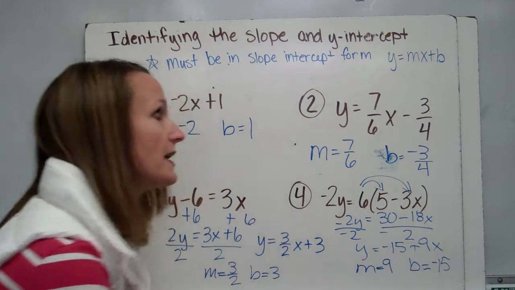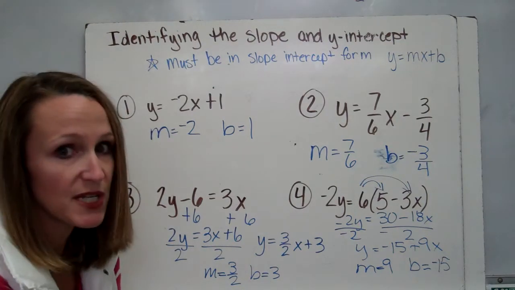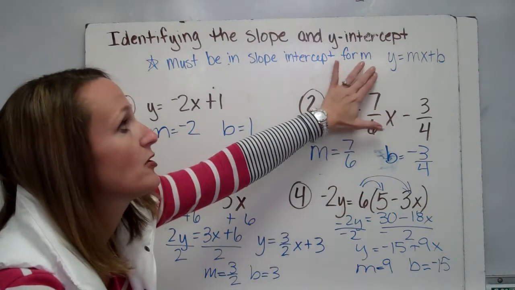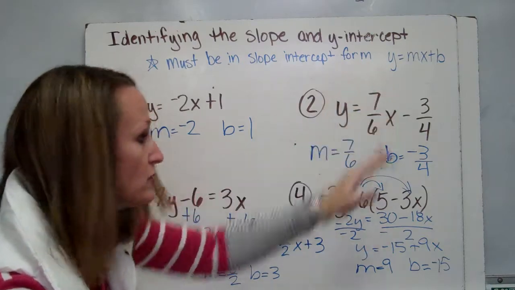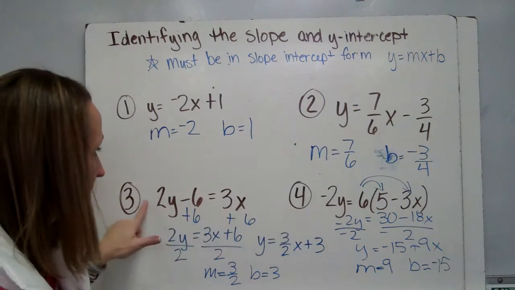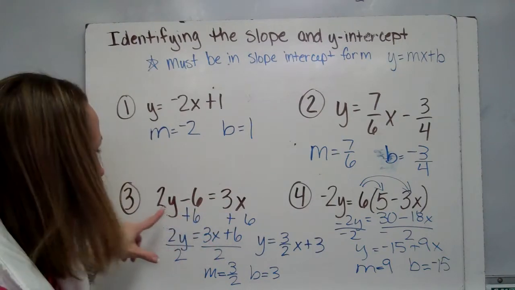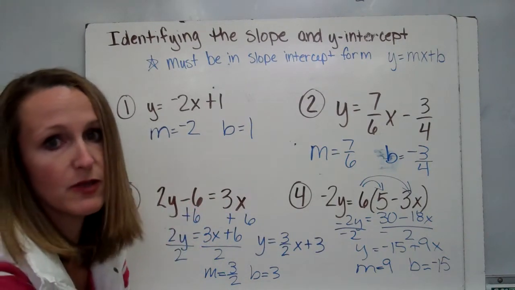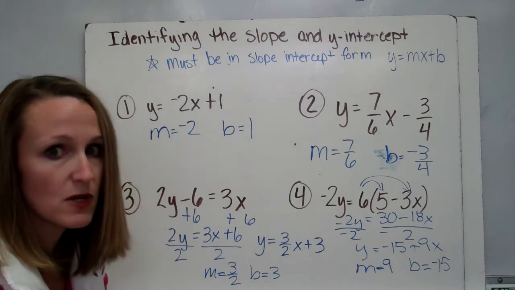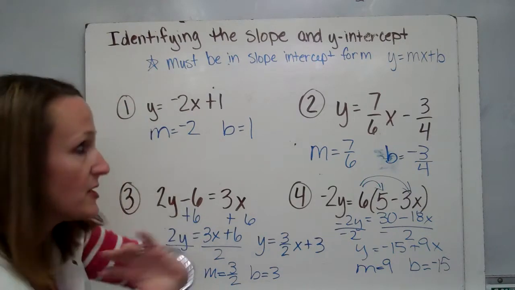Okay, so identifying your slope and your y-intercept is pretty easy. You just have to make sure you have your equation in the correct format before you do it. So don't try to work from this thinking, oh yeah, it's going to be 3, because it's not. You have to get everything away from your y. You need a y to be standing alone before you can identify your m and your b.